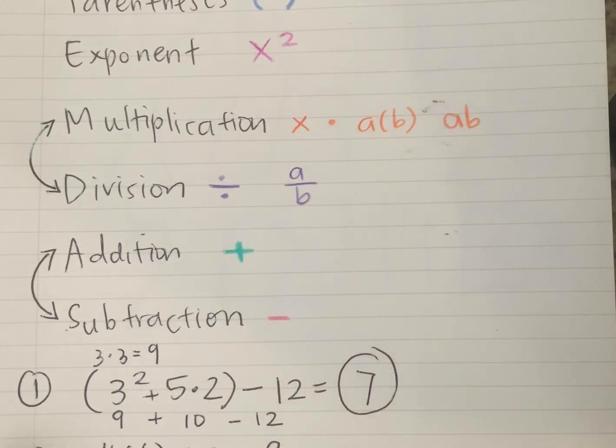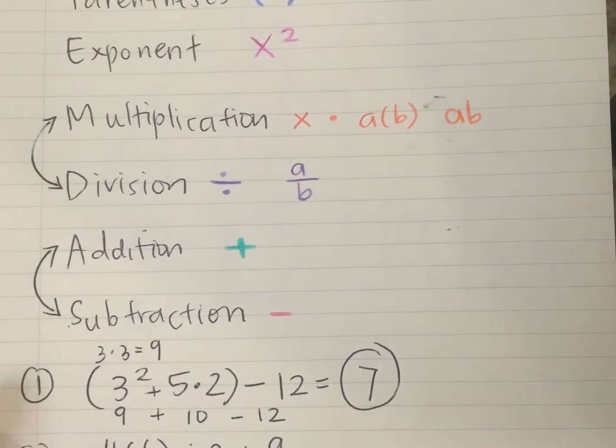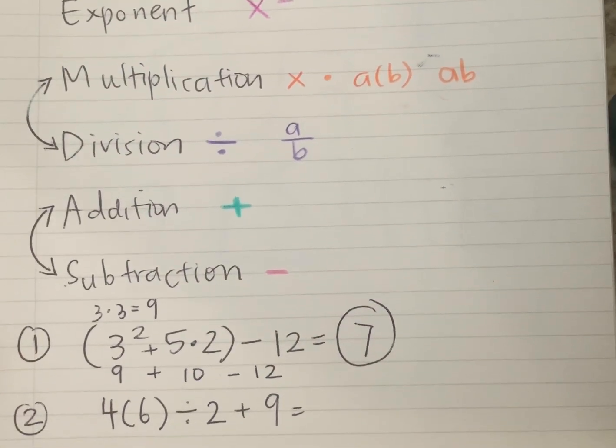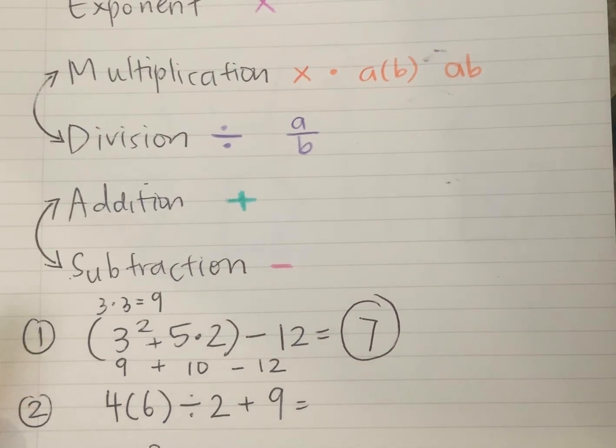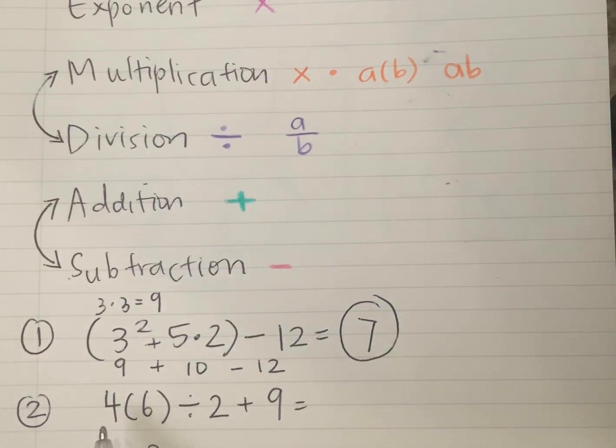Again, I'm going to do the same thing. We'll see if the unicorn reappears. Who knows? I don't know what they do. All right, number 2 says 4 parentheses 6 divided by 2 plus 9. Again, 4 parentheses 6 divided by 2 plus 9. All right, I'm going to give you 30 seconds.